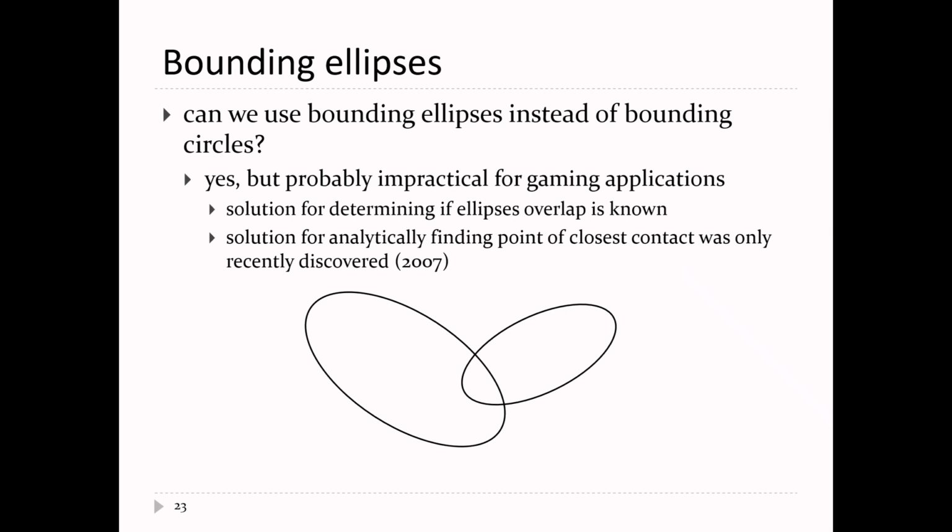And so for ellipses, people thought that there was no way to write down the answer for this. Right? So the thought was that there was no analytic solution for this problem. Right? So there's no equation that tells you where is the point of contact, how much time does it take for this to occur. 2007, someone actually figured out that there is in fact a way to do this. Right? So not that long ago.